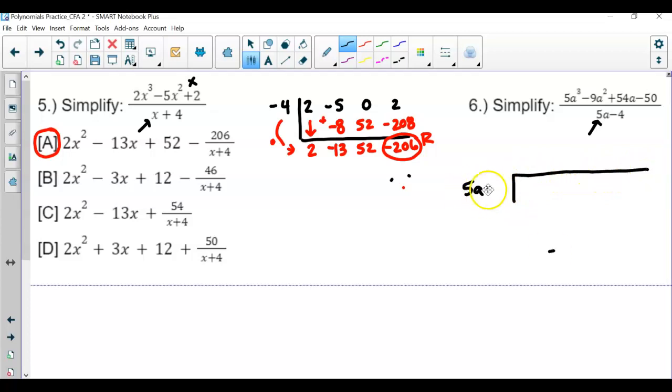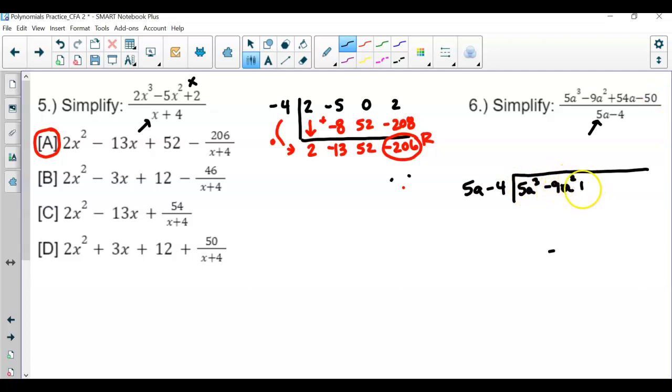So 5a minus 4. Now let's check to see if we need a 0. 3, 2, 1, nothing. So we're good. So we're going to set this up. No 0 was needed because no term is missing. Then now remember with long division, divide the first term into the first term. So 5 goes into 5 one time. We have a cubed, but we're taking out 1a, right? So now we're down to a squared.